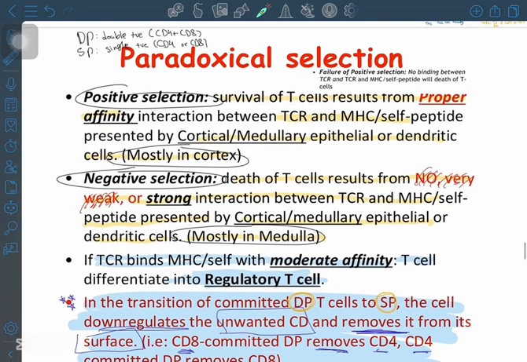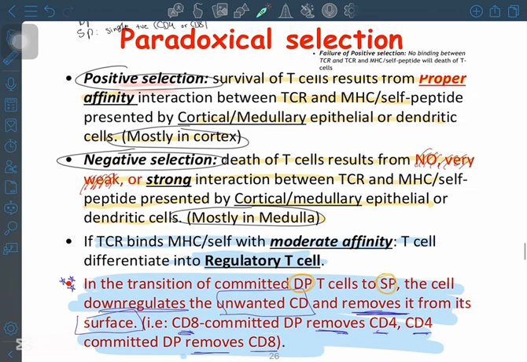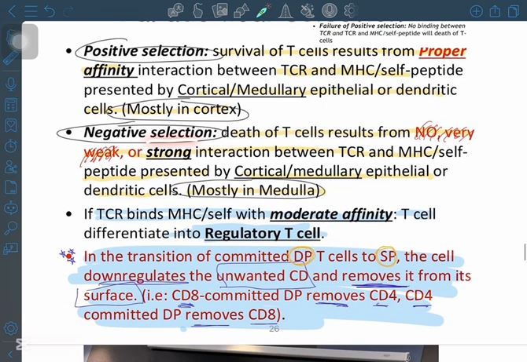Okay, this is basically what we just mentioned. Positive selection, again, where is the location? Mostly in the cortex. It results from what? Proper binding between the TCR and MHC and self-peptide. Because, again, there are 2 binding spots for TCR and MHC, and then 1 binding spot for TCR and the self-peptide. Okay, what about negative selection? It is death of T cells. This mainly occurs in the medulla, when we have strong interaction between TCR and MHC.